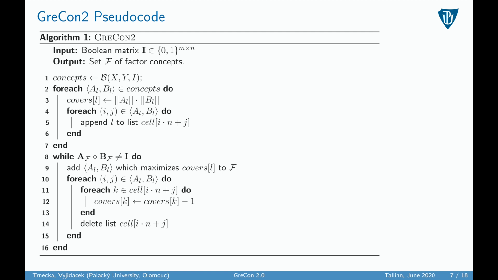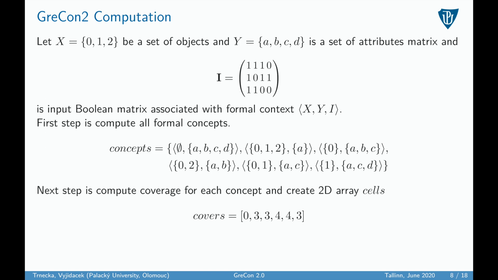We need to select the concept with maximal cover, and for each tuple ij, we decrement the actual coverage of each concept which covers tuple ij. As a last thing, we remove all information from our structure about the selected concept, and we repeat this while we have some uncovered ones. Now I'm going to show you GreCon 2 computation on a little example.